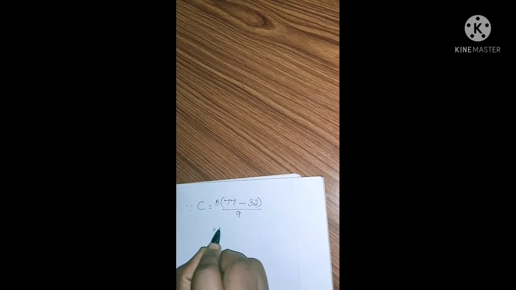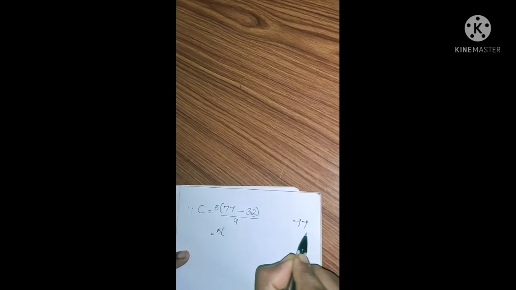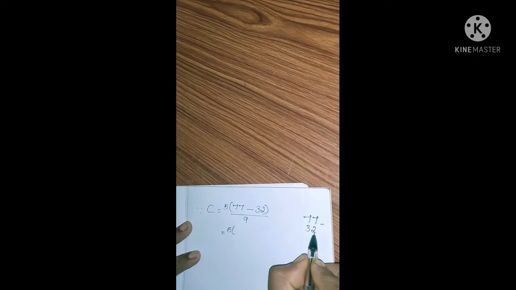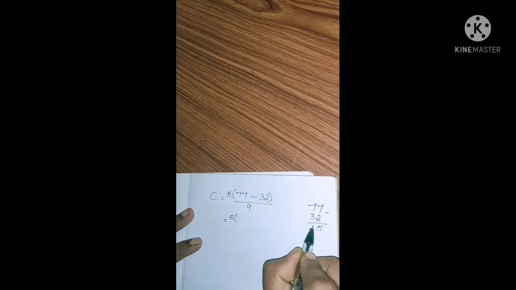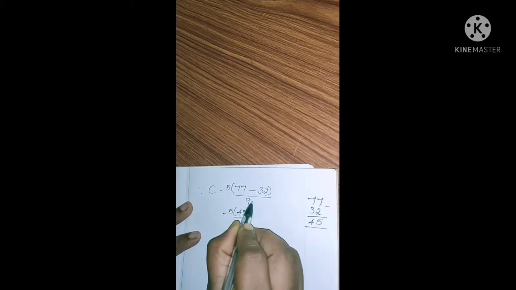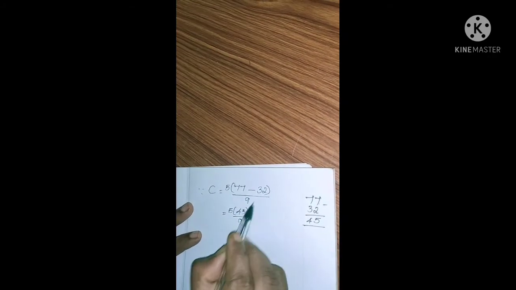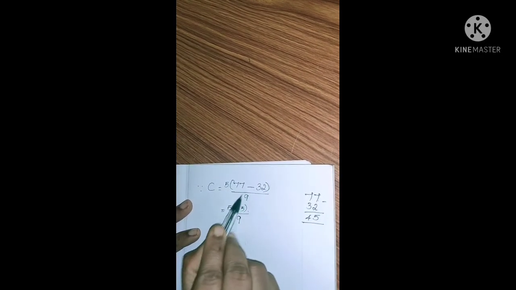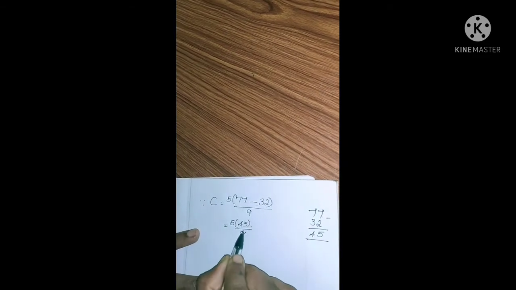So that is equal to 5 into 77 minus 32. Do you know the value of 77 minus 32? 45. 7 minus 2 is 5, 7 minus 3 is 4. So 45 divided by 9. We have only completed what is given in the bracket. That's all. So we got 45 divided by 9. Now we can cancel this.